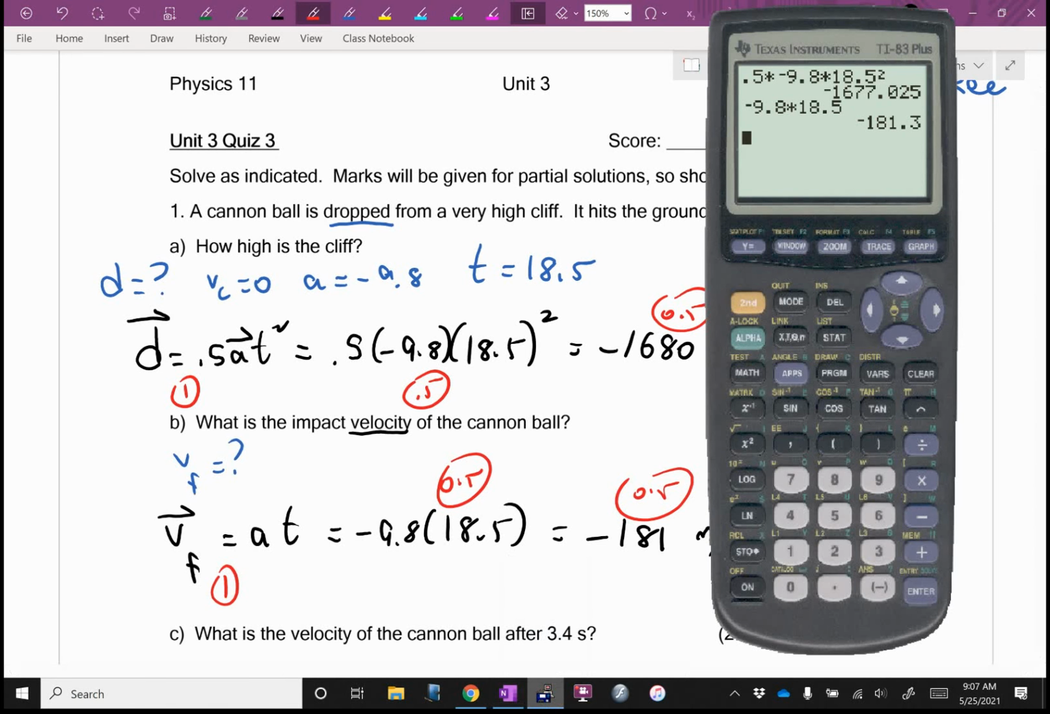I could have used VF squared equals VI squared plus 2AD and used my answer from part A. I might have done that really quickly to check my answer. I might have gone 2 times negative 9.8 times negative 1677.025. Square root of that. Of course, the problem with this equation when I square root is, oh, did I make a mistake? Yeah, you can go 9.8. No, geez. Missed the 9. That looked totally wonky.